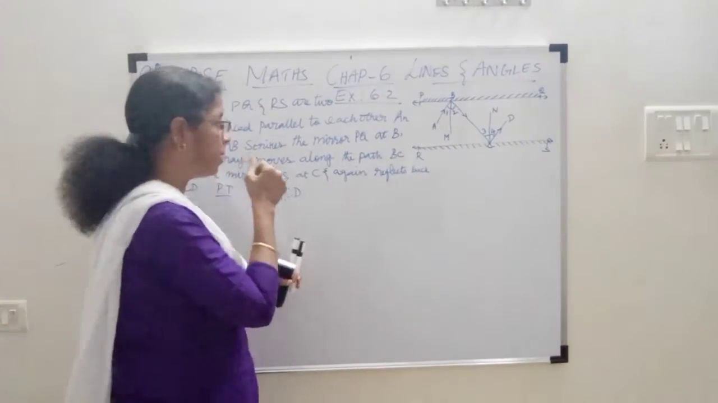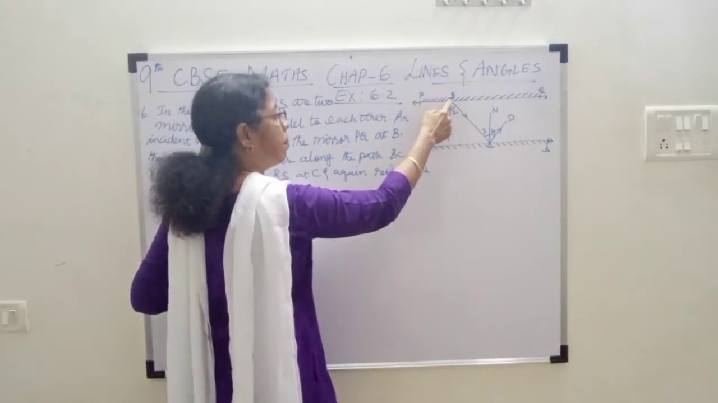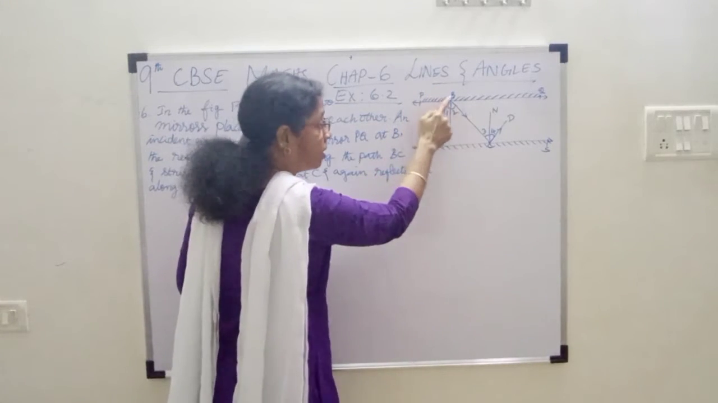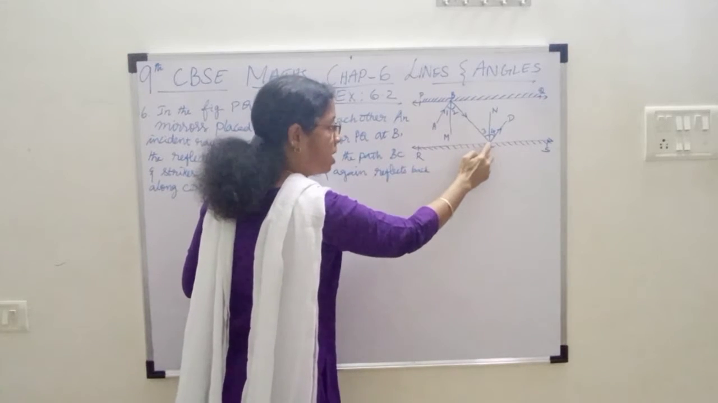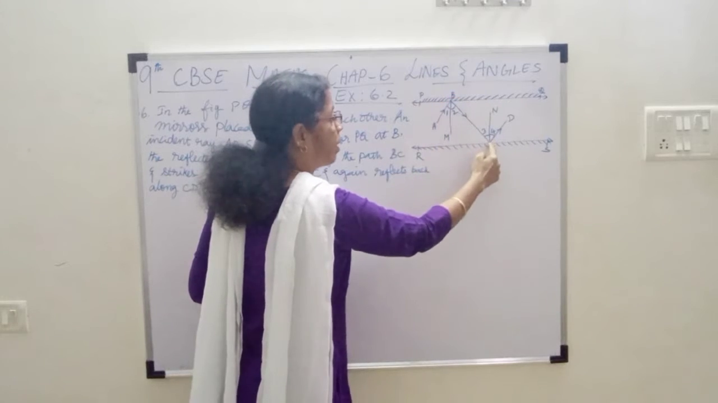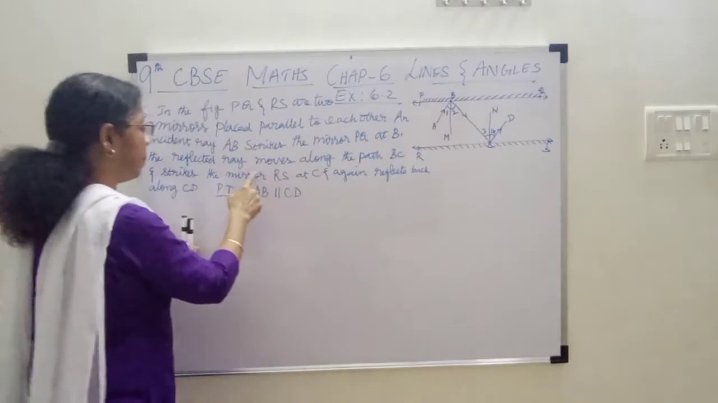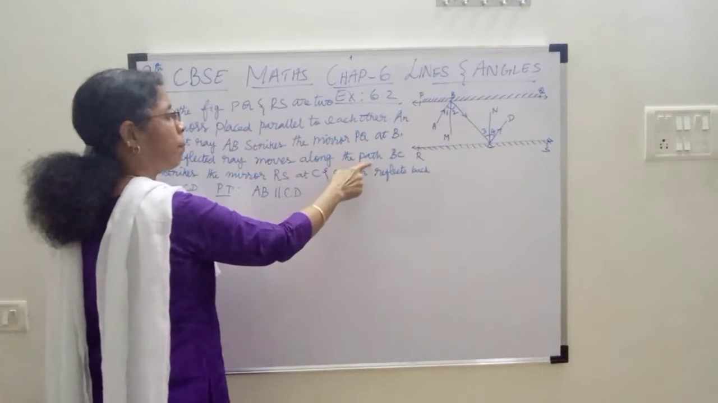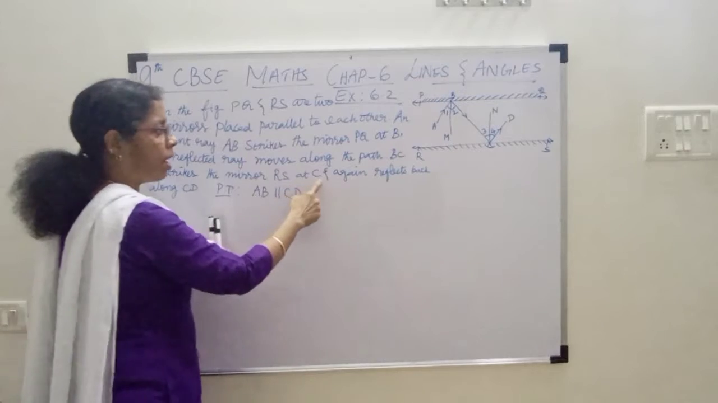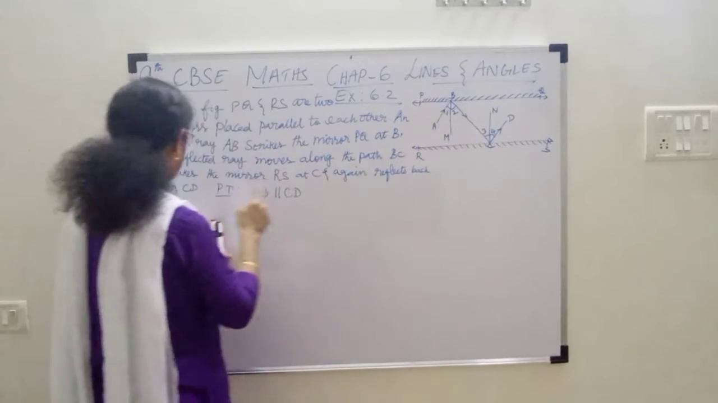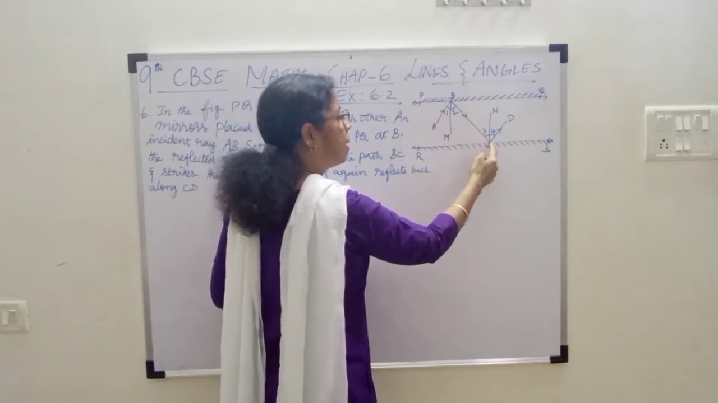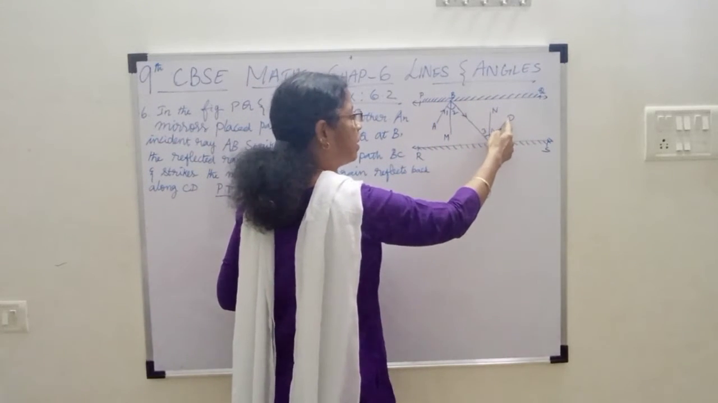Okay, this is physics, you have studied it. Incident ray AB strikes PQ at B and then it will be reflected. That reflected ray meets RS at C. The reflected ray moves along the path BC and strikes the mirror RS at C, and again reflects back along CD. So incident ray, reflected ray, then again this will be a reflected ray.